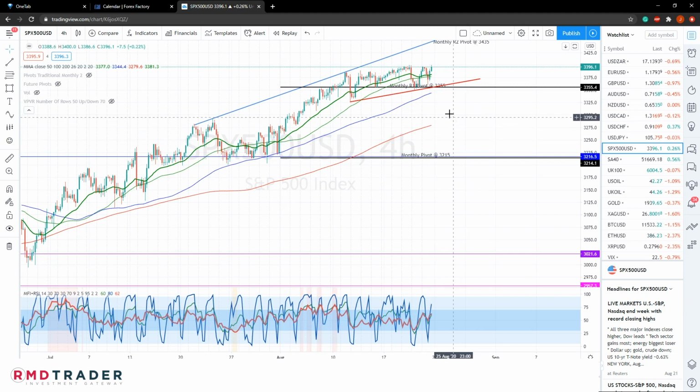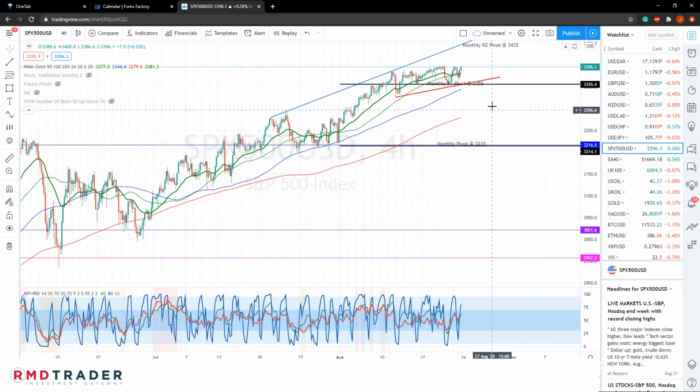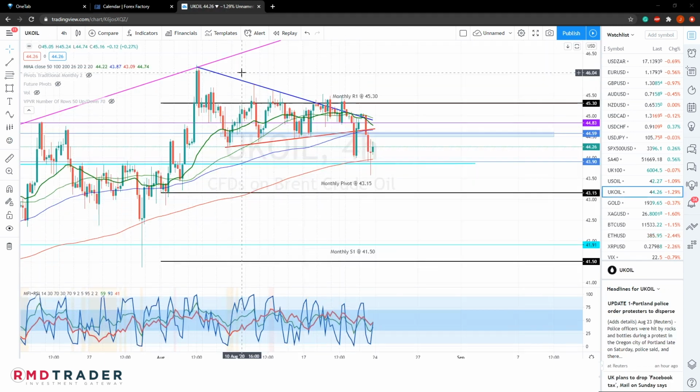So yeah, in a very bearish scenario where we do break below all of these levels, I do expect that we will find a strong support at this 3,215 level. However, should we see some more bullish price action from our monthly pivot and our 100 SMA, it's likely that we might even push higher to new all-time highs, closer towards this monthly R2 pivot at 3,435.